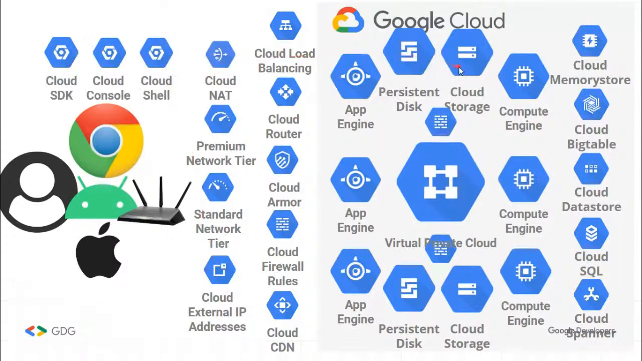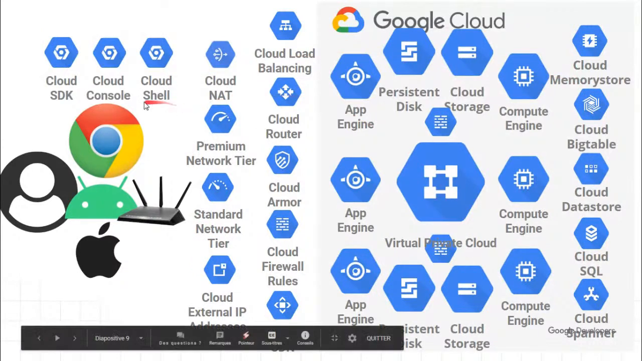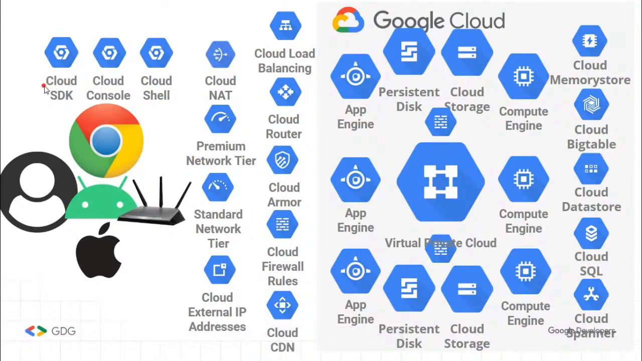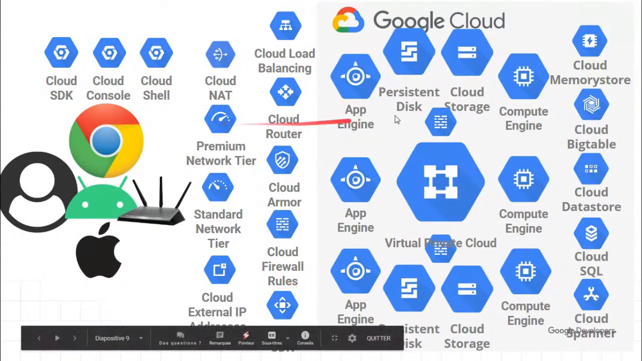And then you interact with all this stuff with Cloud Shell and Cloud Console, or programming it using Cloud SDK on your laptop. Cloud Console and Cloud Shell are the interfaces you are going to use in your browser. And Cloud SDK is in case you use Python, for example, to interact with all this. So this is Cloud 1.0.